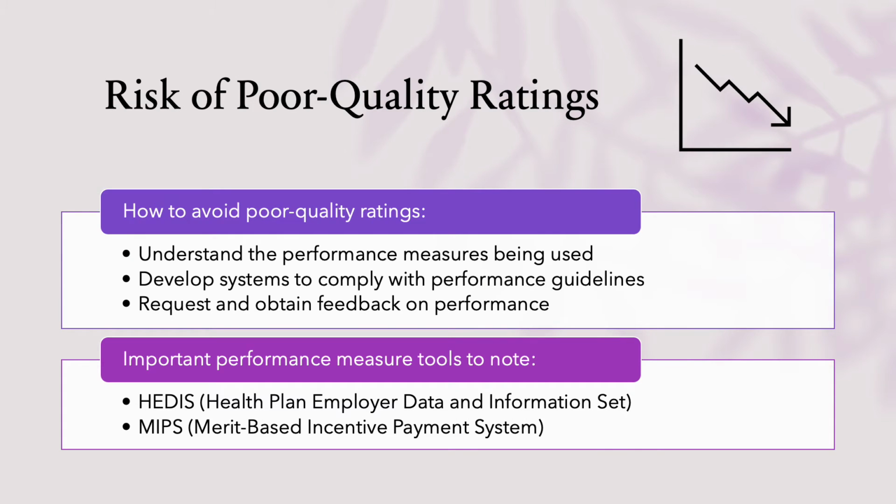The risk of poor quality ratings is another business risk rather than a legal risk. Ways to avoid poor quality ratings include understanding the performance measures being used, developing systems to comply with performance guidelines, and requesting and obtaining feedback on performance. There are some important performance measure tools to note, which include HEDIS, or the Health Plan Employer Data and Information Set. This system gathers from patient surveys, patient charts, and billing forms. You also have MIPS, which is the Merit-Based Incentive Payment System. This is Medicare's quality data collection system, and reimbursements are made based on certain criteria of this system being met, such as patient satisfaction.